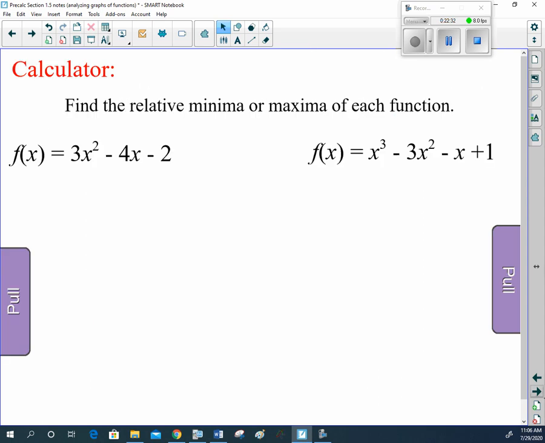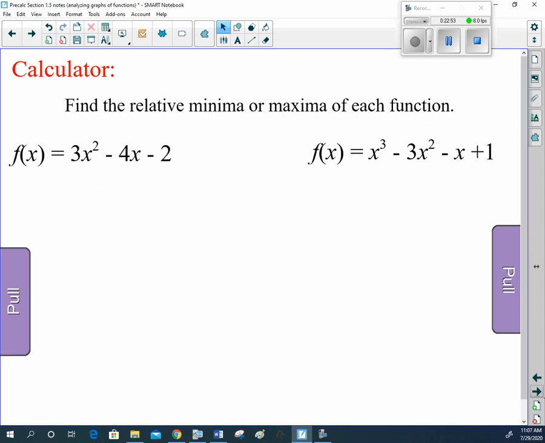Okay, so this one says find the relative minima or maxima of each function. So they want you to find all the max or mins is basically what it's saying. So hopefully on the one on the left, you recognize that one as a parabola. And so we know how to find the vertex of a parabola. You may have forgotten, I don't know. We'll do a quick review of this one.